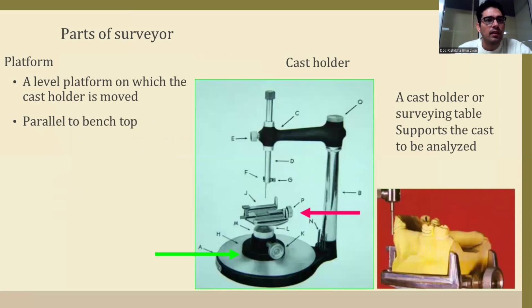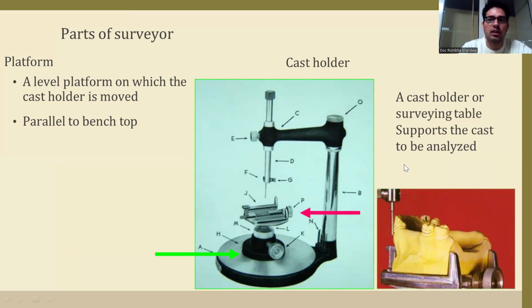etc. Next are the parts of the surveyor. And the parts: we have a level platform on which the cast holder is moved. It is parallel to the bench top. As we can see, the arrow is indicating the platform. Next is the cast holder. This one where my cursor is, this is the cast holder.